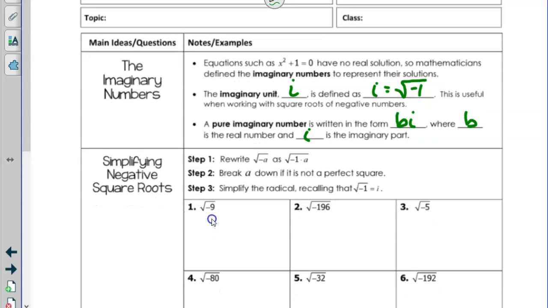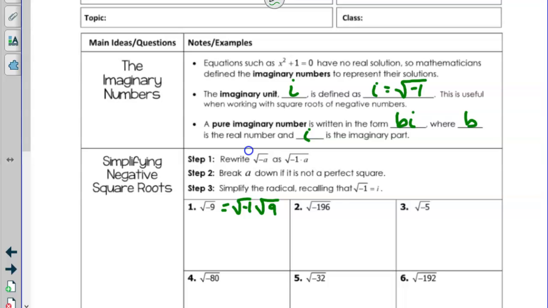Number 1, we have the square root of negative 9. So you're first going to rewrite this. I'm going to do it a little bit different than they did. I want you to rewrite it as the square root of negative 1 times the square root of 9. I'm not going to leave it all underneath the radical. Square root of negative 1 times the square root of 9.